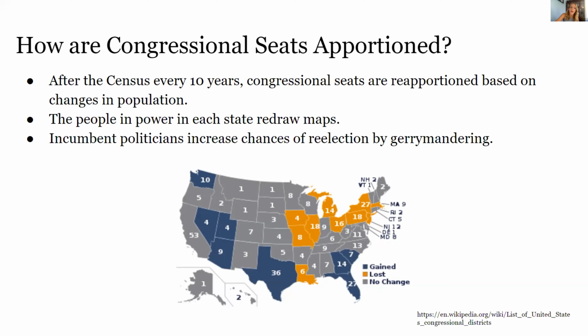What this means is that incumbent politicians can increase their chances of re-election by gerrymandering, and the people in power have a better chance of getting re-elected. Minority groups might be muted because these people in power don't want their opposition to have as much of a voice.